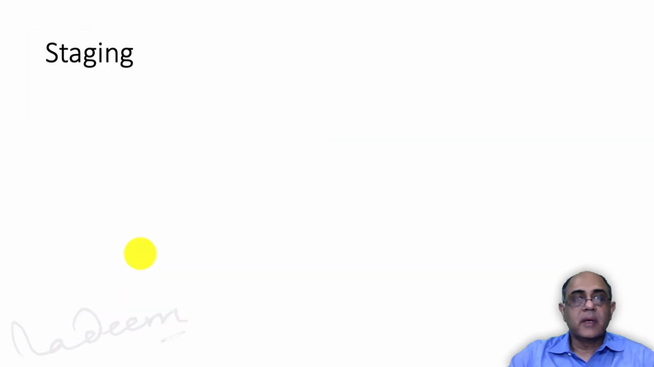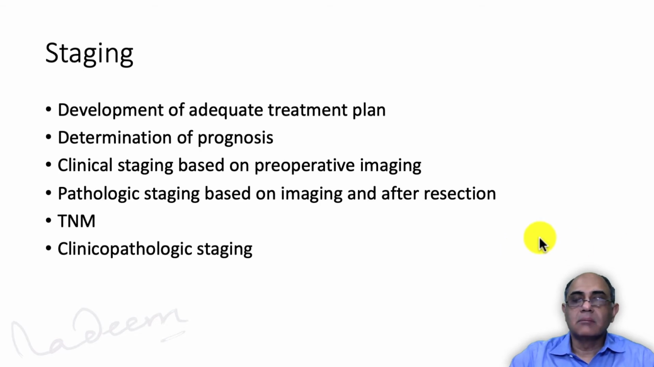So once you have a clinical diagnosis and once you have a radiological or imaging diagnosis, you have to stage the disease. There are various types of staging which are available. And why do we need to stage the disease? Because we need a good staging system, because we have to develop an adequate treatment plan. And how do we develop the treatment plan? We want to see by clinical examination and by imaging whether the tumor is resectable, whether there is already metastatic disease.